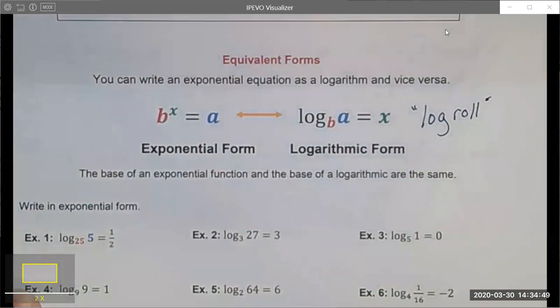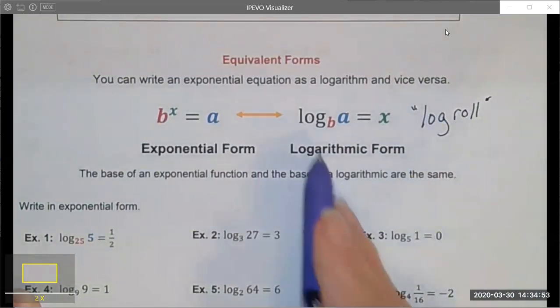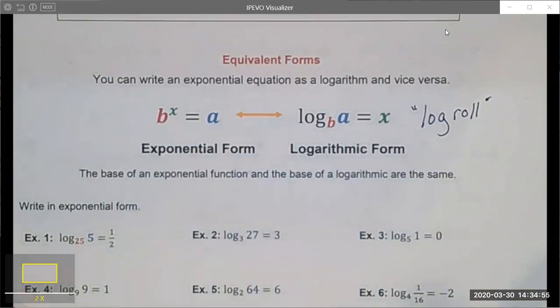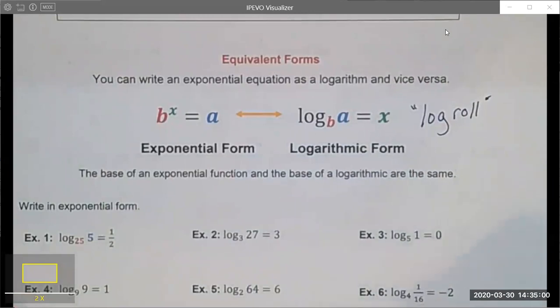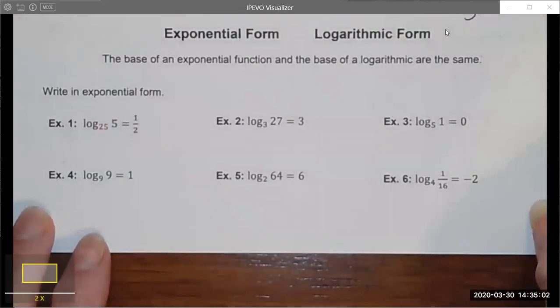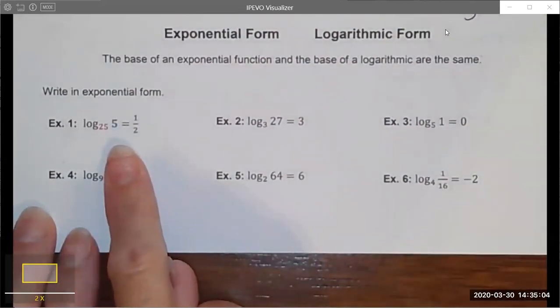And he calls it rolling the log, and it's just a way to remember what the different forms look like. Let's do an example together so you can see what it looks like to take a logarithmic function and write it as an exponential function.